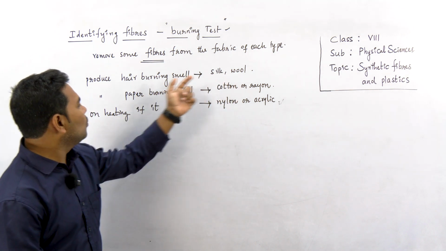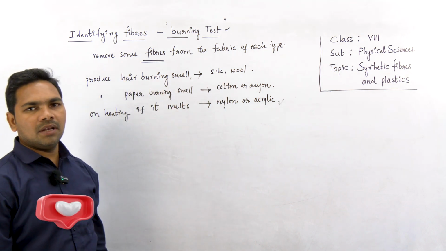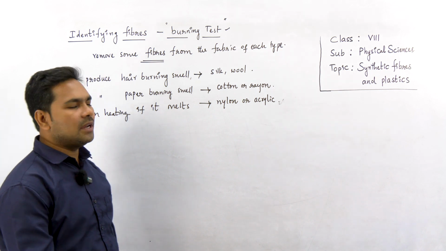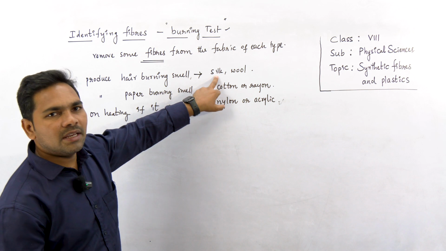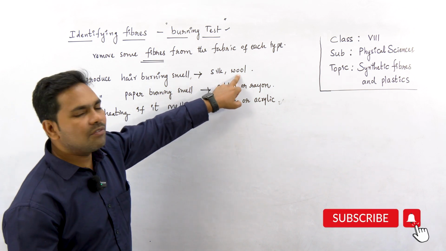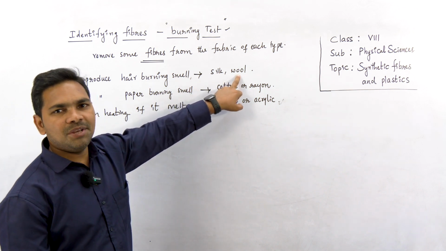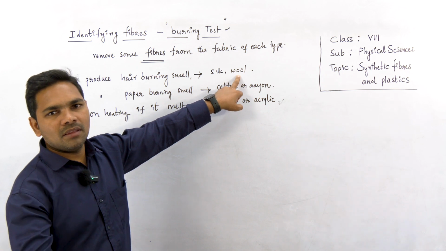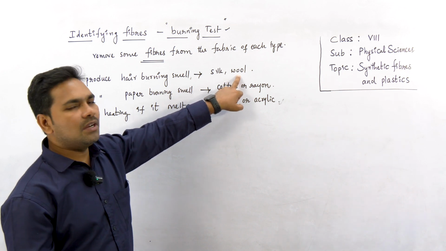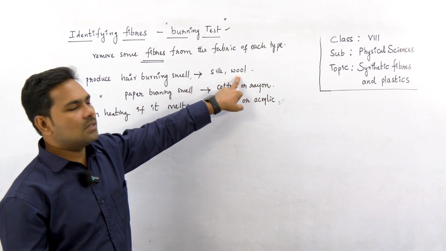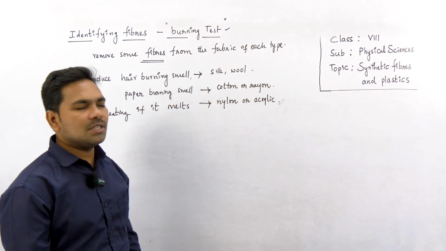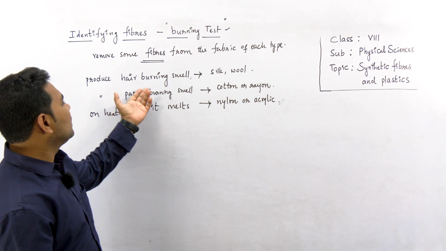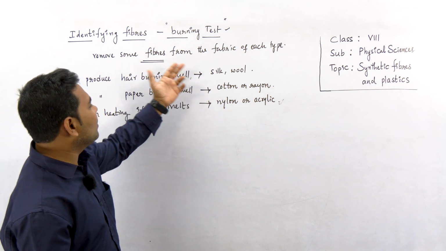The silk or wool gives a hair-like burning smell. Why? What is the source of silk? The source of silk is a silkworm. What is the source of wool? The source of wool is sheep, right? Sheep hair. The fur of sheep is generally used to make woolen cloths. When it is burnt, it produces a hair burning smell, and then we understand the fiber taken can be silk or wool.